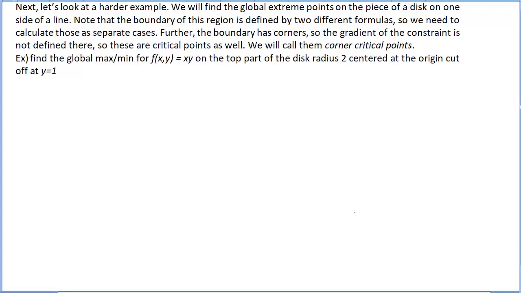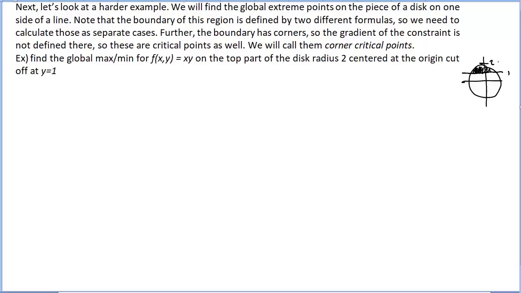So let's find the global max-min for the function xy on the top part of the disk of radius 2 centered at the origin, which is cut off at y equals 1. So just a quick little sketch to remind us what we're doing. So our region is that little region right there. Okay. So we're cutting it off at 1, even though the radius goes all the way up to 2. And it says the top part. Okay. So let's give this a go.